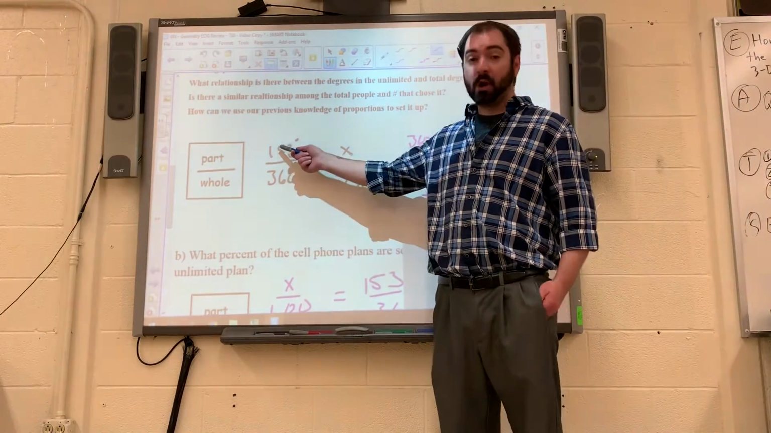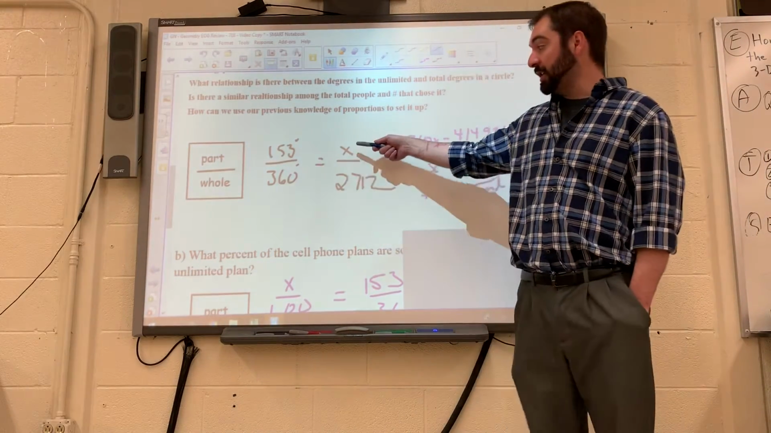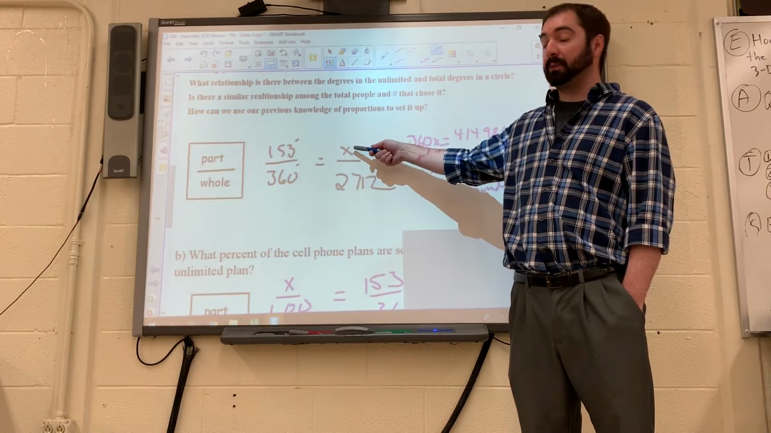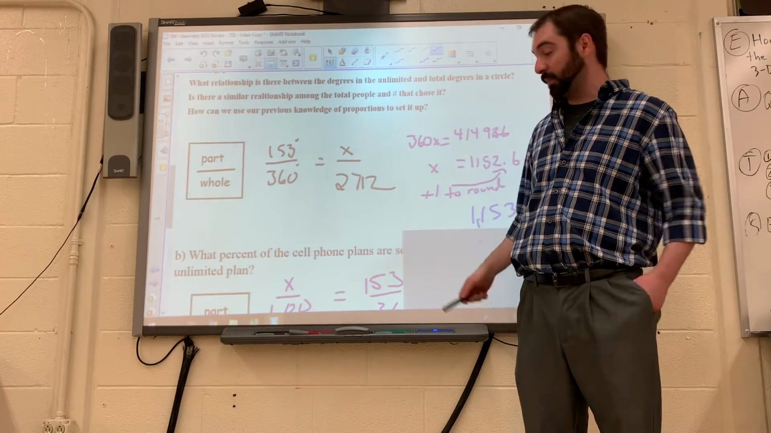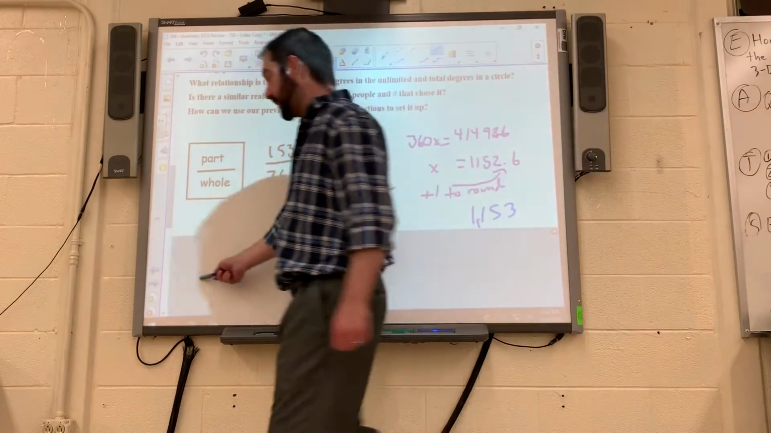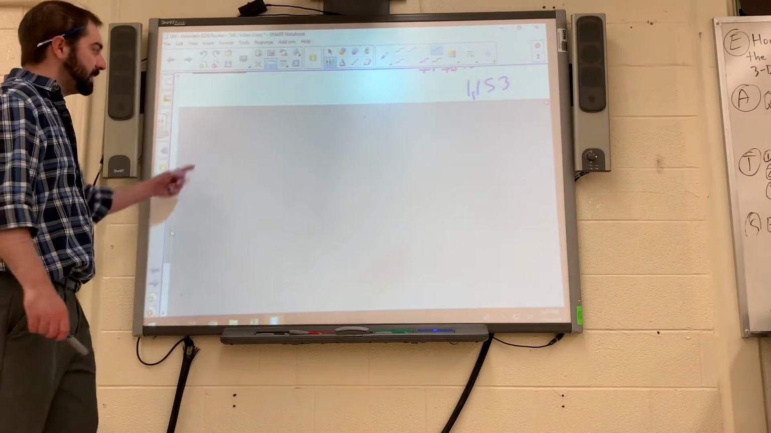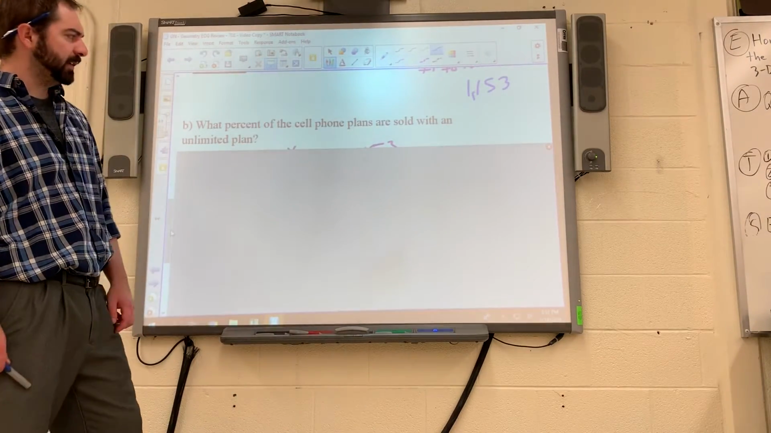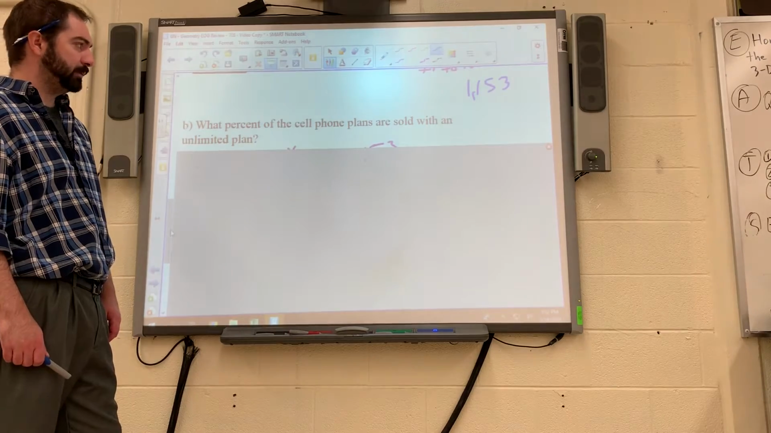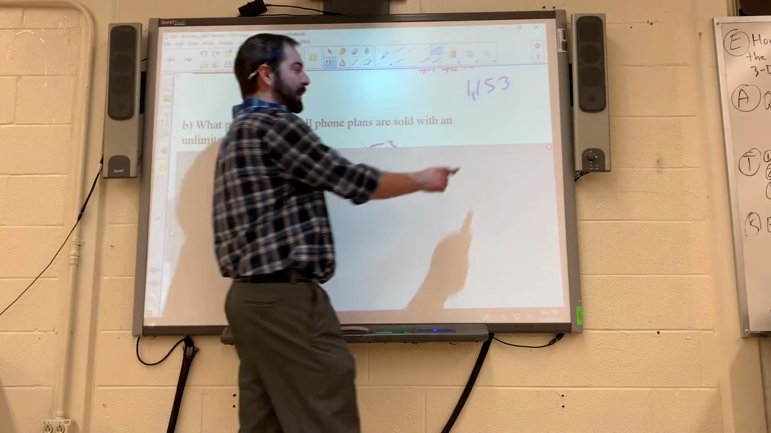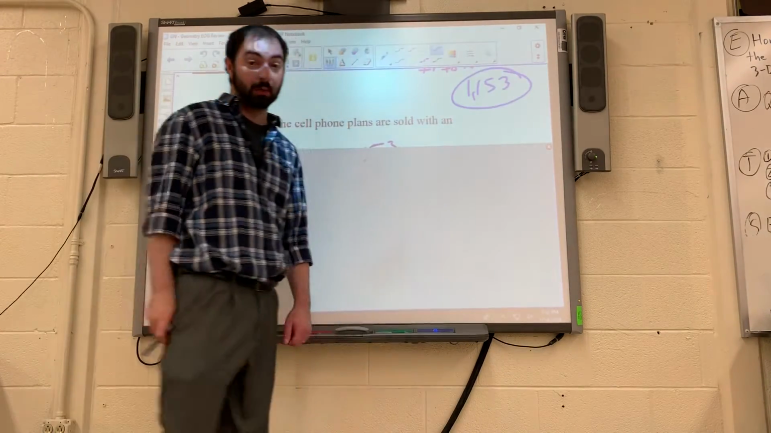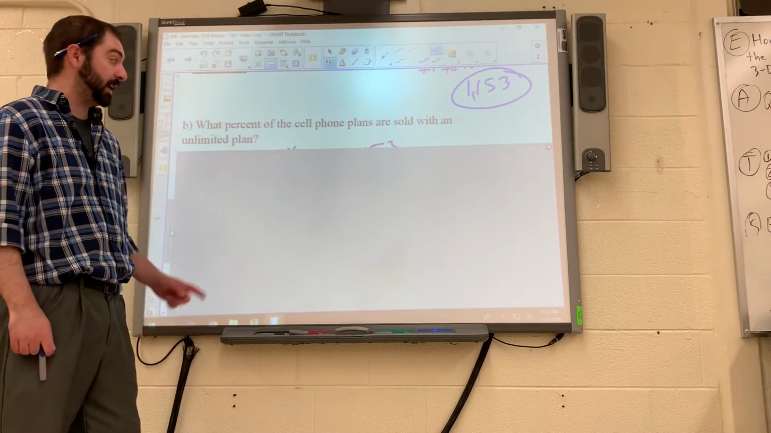Again, I know the part of the circle, I know the whole circle. I know part of these people have an unlimited plan, and I know the total amount of whole people we have. Another question we're going to answer. Letter choice B says, what percent of the cell phone plans were sold with an unlimited plan? Okay, now I know the total number of people right here.